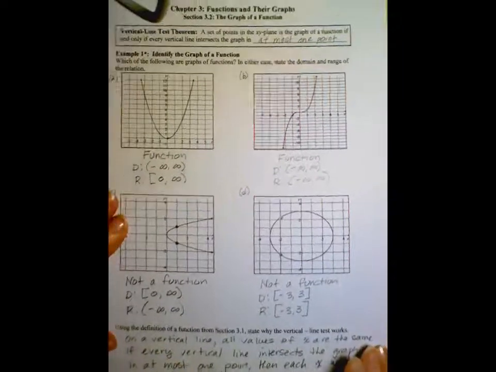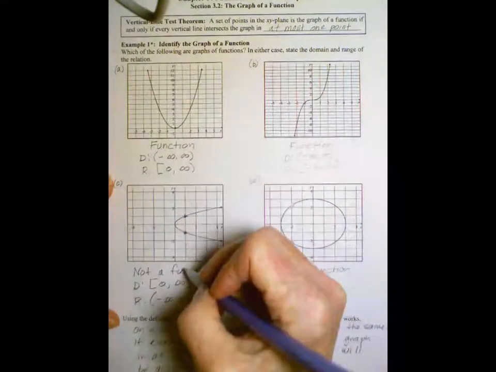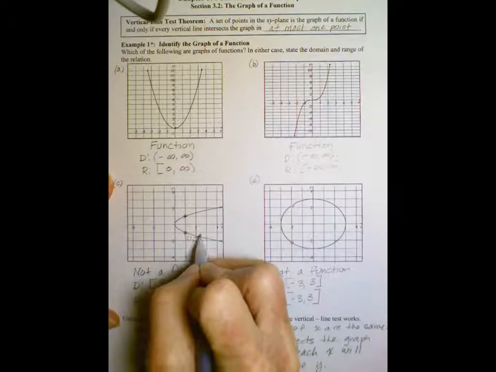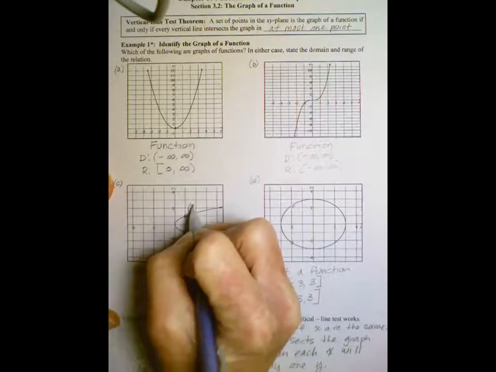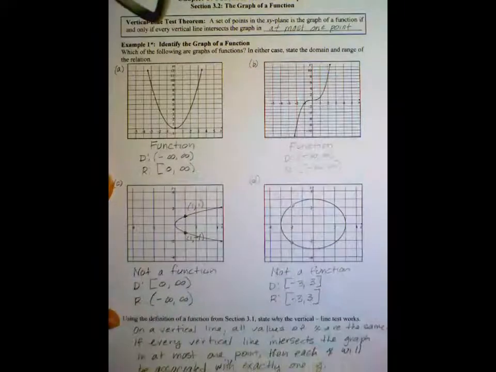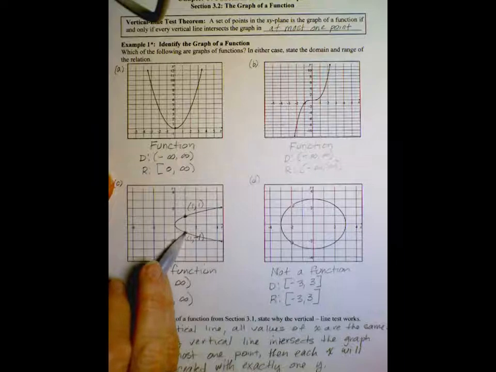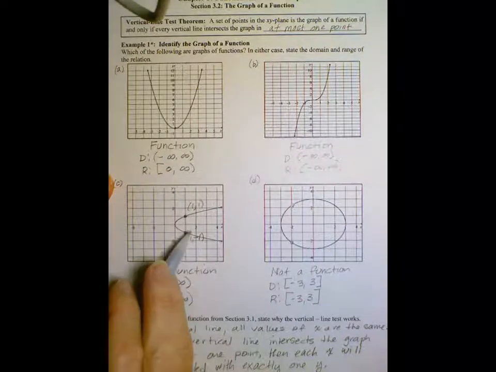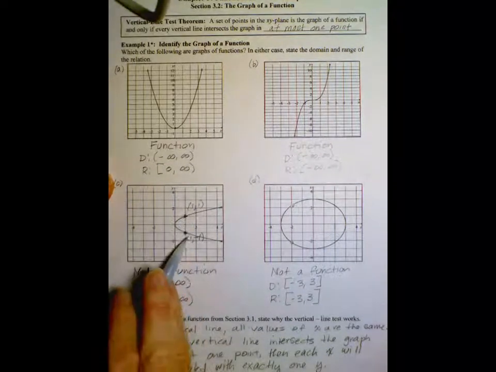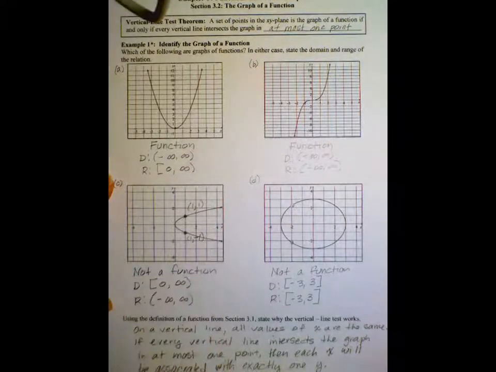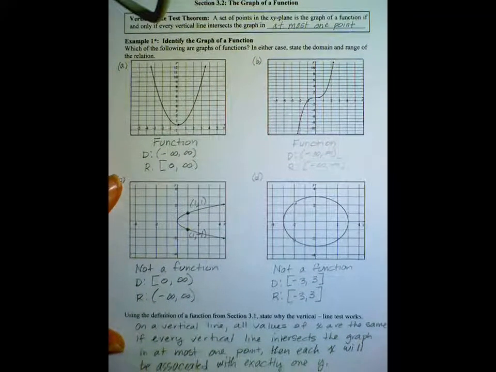So on a vertical line, all the values of the x are the same. For example, here, this was the point 1, -1. This is the point 1, 1. Okay, but because we intersect at more than one point, we have one that gives you -1 and one that gives you 1. It's not predictable, right? So it's not a function. But if the vertical line intersects at most one point, then you know each x is associated with exactly one y.